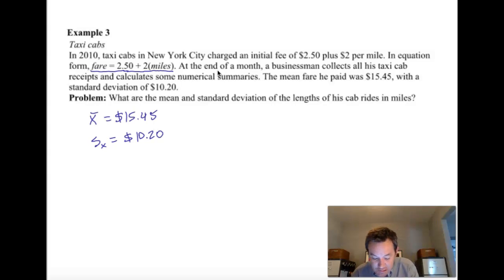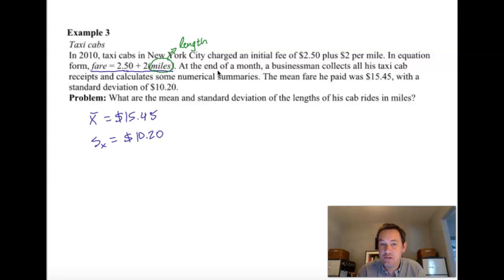Well, the first thing I would point out is that the equation we have is for the total fare, and they have miles here. That miles refers to the length, right? And so what we're asked about is now the lengths of those rides. So I want to take that equation and manipulate it so that I've isolated length. So let's go ahead and do that.